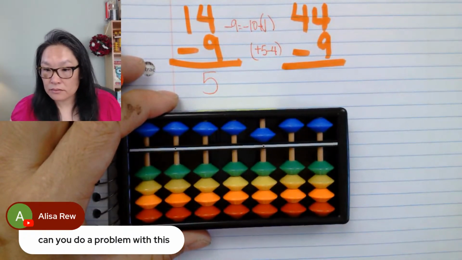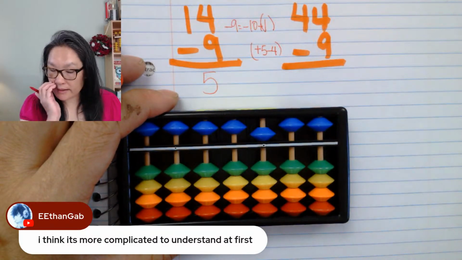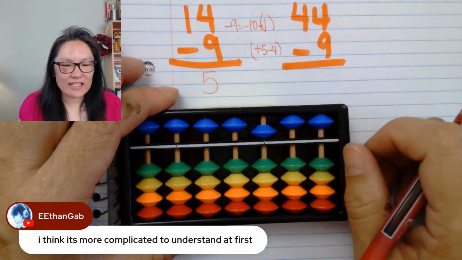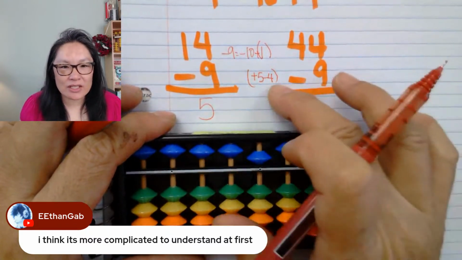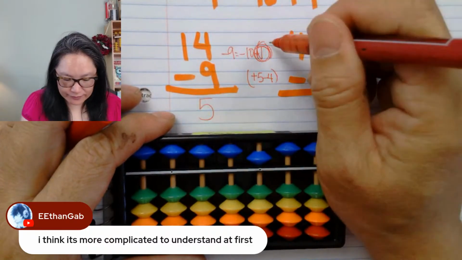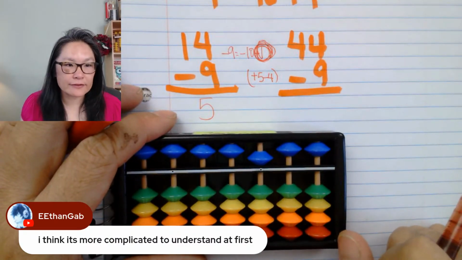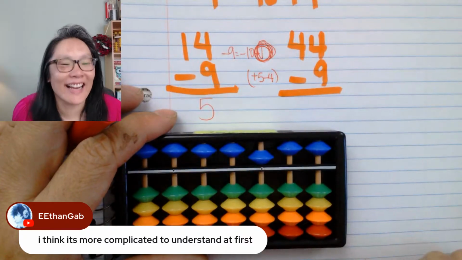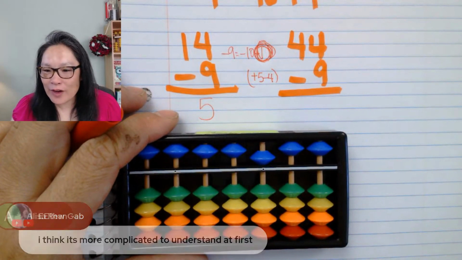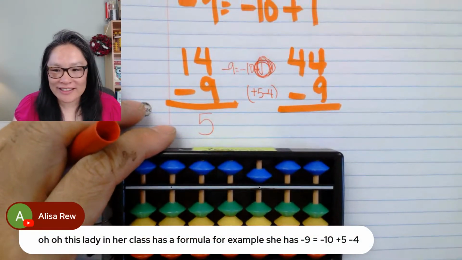Same thing. I think it's more complicated to understand at first. Yeah, I think so. But really, this is just a two-step equation because this thing right here is, do we have enough? That's all it is. Do we have enough? Maybe I make it too simple. Alyssa, where did you find this person? This lady in her class has the formula.